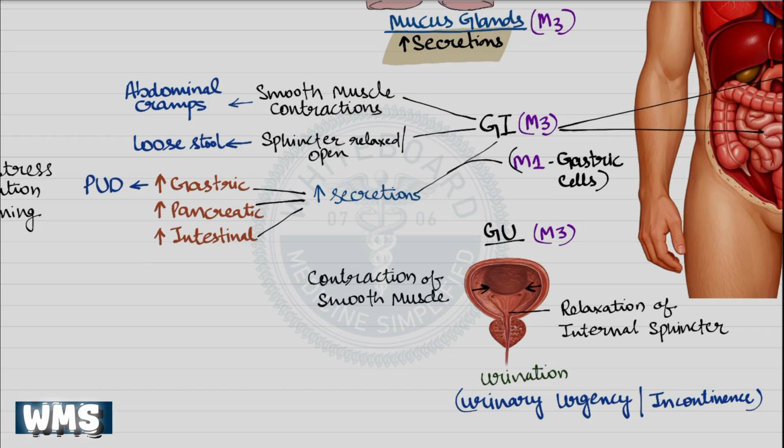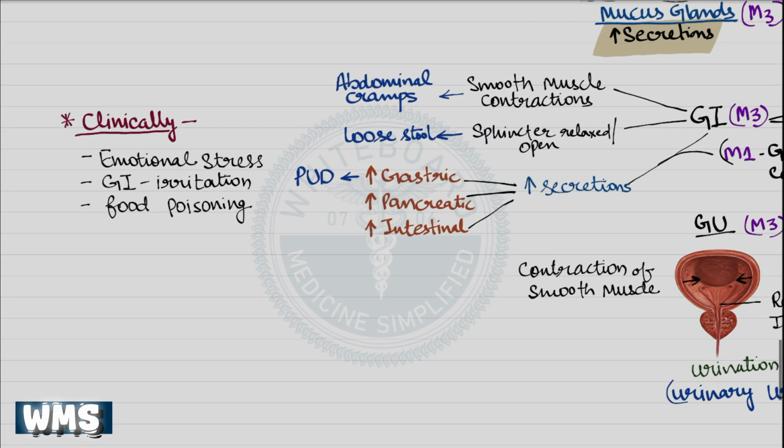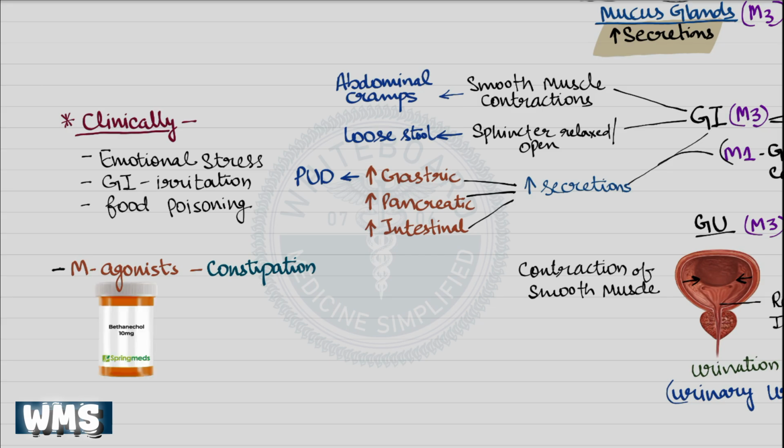acid production. As M3 stimulation increases gut motility and can even cause diarrhea, one might wonder whether we can use this same mechanism to treat constipation. Theoretically, the answer is yes, but clinically, we do not commonly use muscarinic agonists for constipation. For example, bethanechol is a muscarinic receptor agonist. Although it stimulates muscarinic receptors, it is mainly used for urinary retention or neurogenic bladder rather than constipation.